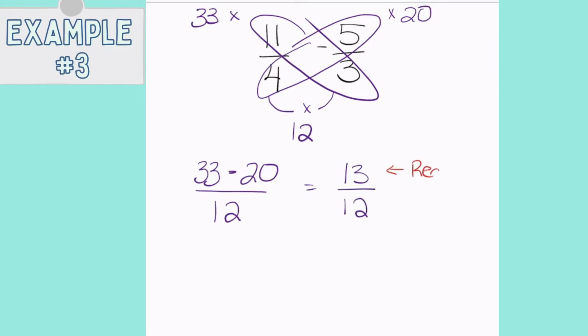Now remember, we have to reduce, reduce, and reduce. So in this case, we have an improper fraction, so we are going to convert it to a mixed fraction. So what we have to do is see how many times 12 goes into 13. So I know it only goes into it 1 time, leaving us with a remainder of 1 on top, and that is our final answer.